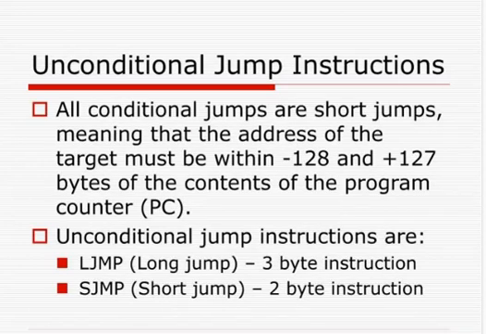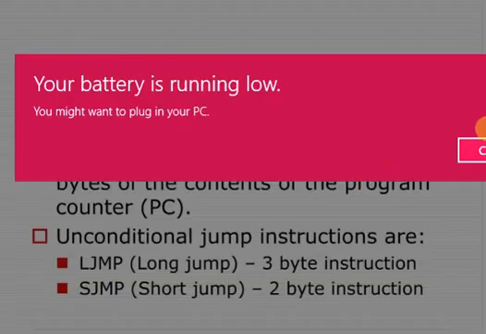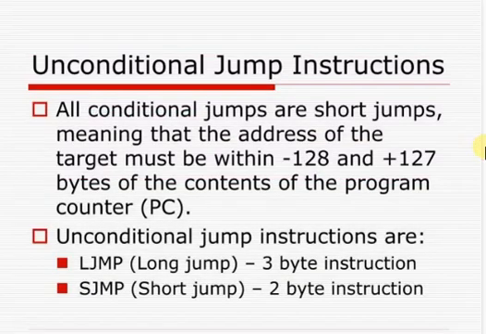Unconditional jump instructions. All conditional jumps are short jumps, meaning that the address of the target must be within minus 128 to plus 127 bytes of the contents of the program counter. Unconditional jump instructions are LJMP, long jump, a 3-byte instruction, and SJMP, short jump, a 2-byte instruction.